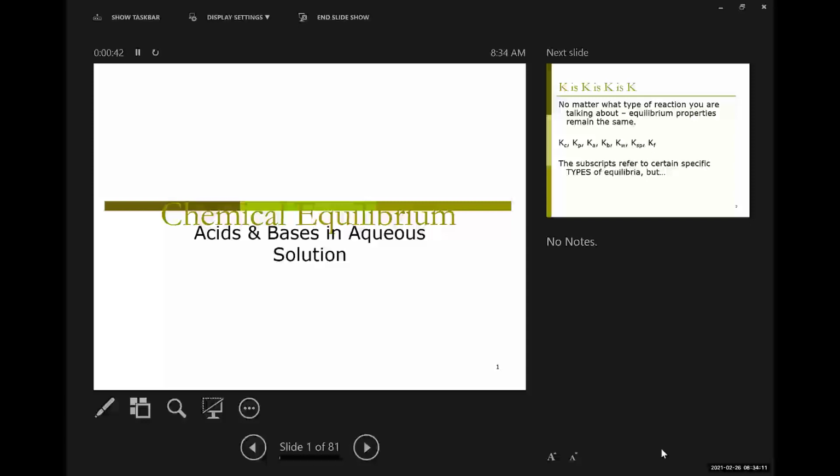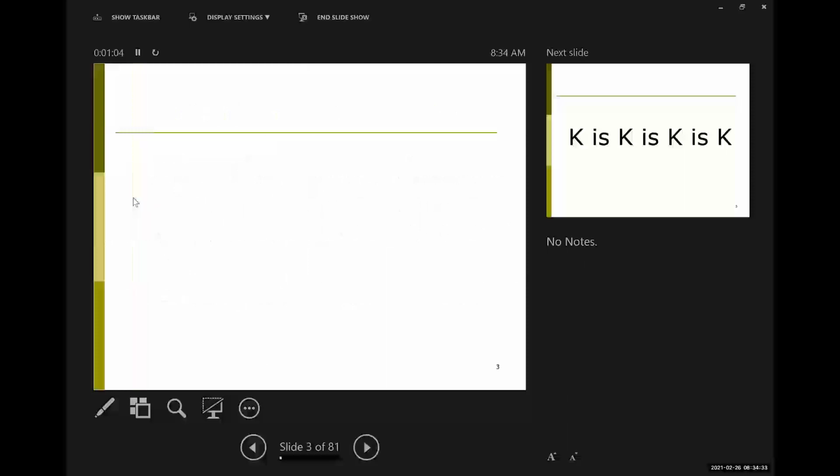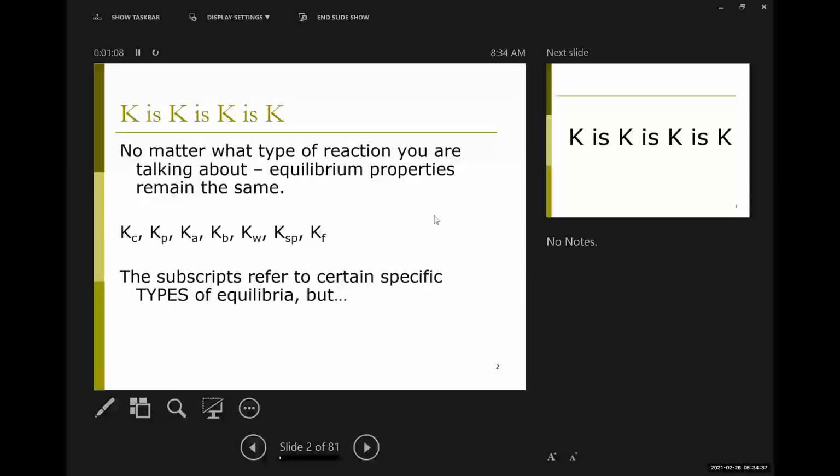Right. And so, I started equilibrium by saying K is K is K is K. You know how much I like to repeat myself in the hopes that you hear me at least one of those times. It's really all about the subscripts, not changing anything fundamental about K, but telling me something about the reaction. Kc and Kp, we're all about the units.